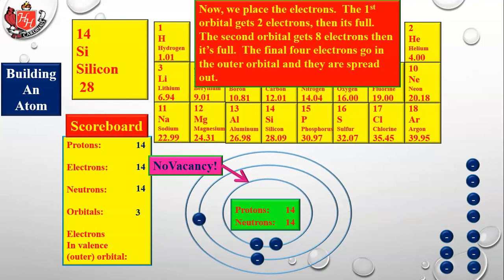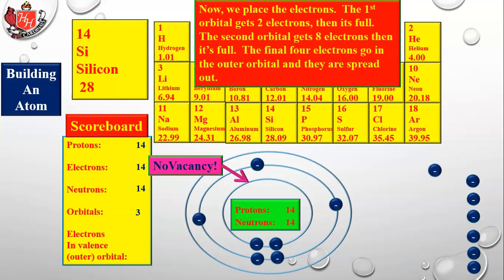What about the third one in the second orbital? We're going to put it up here on top. And what about the fourth one in the second orbital? We're going to put it there. So now we have 4 electrons in the second orbital, but the second orbital can hold 8 before it's full. So now we're going to take the fifth one. It can't spread out anymore, so we're going to pair it up down there on the bottom.